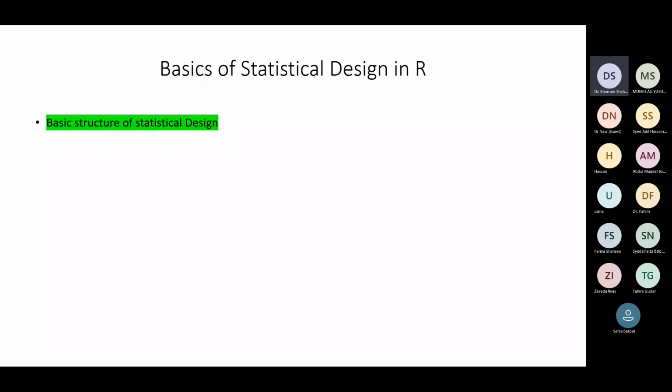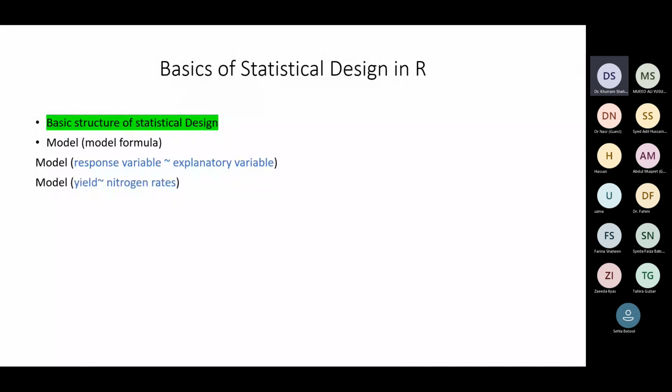Okay, the basic structure of statistical design. That deals with models and the model formula. What statistical model we are using, and then in brackets you write the model formula in R. The model formula is like this: response variable, then the tilde sign, then explanatory variables. So you have to write the response variables, then the explanatory variables. That's an example.